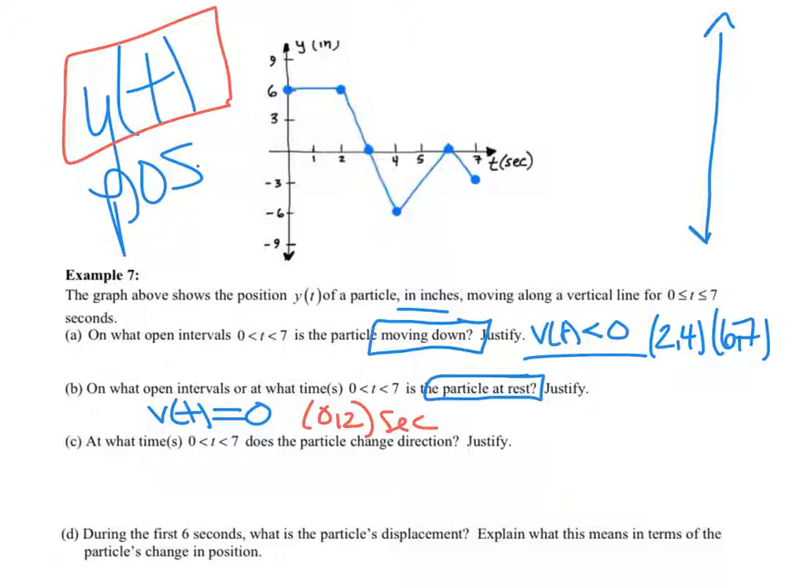All right, part C, at what time does the particle change direction? So you're getting the idea. Again, the word direction, this is all about velocity. So that's when v of t changes signs.